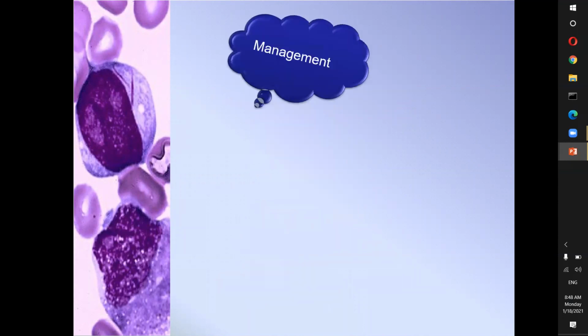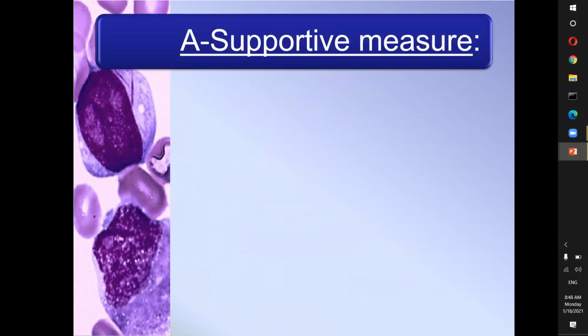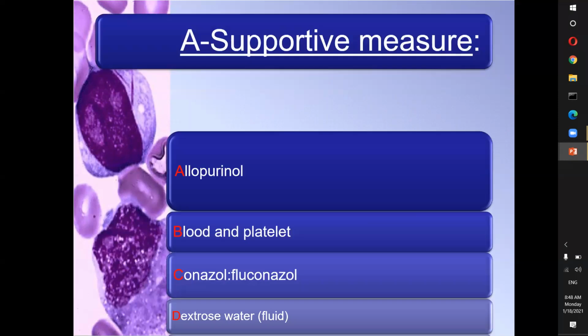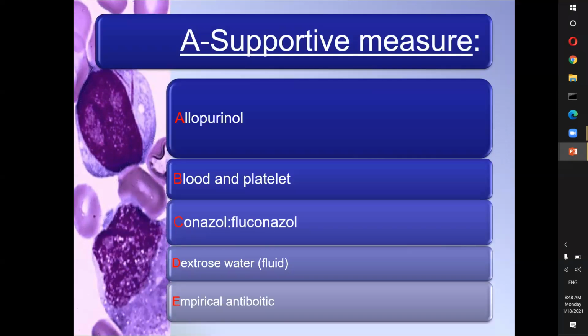Management. Definitely, supportive measures are at the top of the list of the treatment. What are the supportive measures? We can remember them as A, B, C, D, E. A: allopurinol, a xanthine oxidase inhibitor. Because the blast has a high turnover of urate, this results in urate nephropathy. To protect the kidney from the effect of the urate, you should suppress urate production with allopurinol.